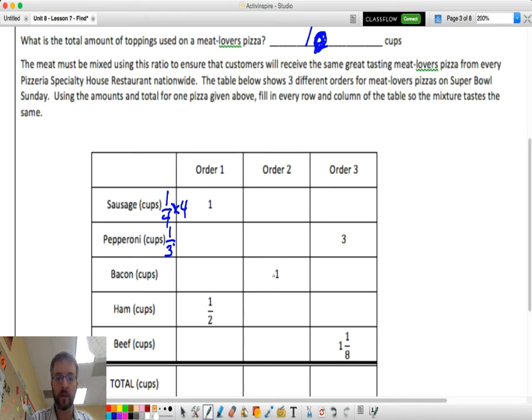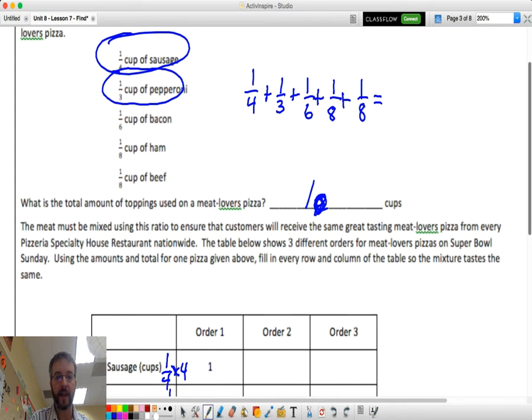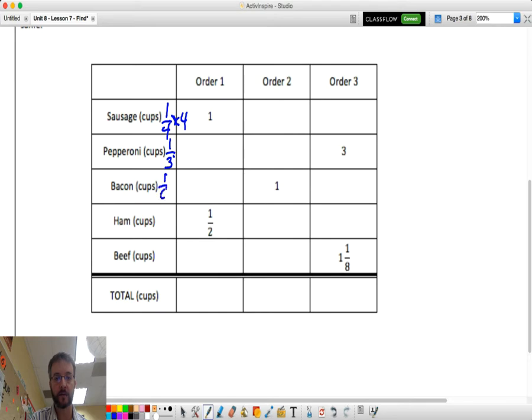In this row, I can see the bacon used. Let's go back up and look at bacon. If the bacon was 1/6 of a cup, and they made 1 whole cup of bacon, they need 1 whole cup of bacon for order 2. I can see here order 2 must have been 6 pizzas. So far, I know that order 1 had 4 pizzas.